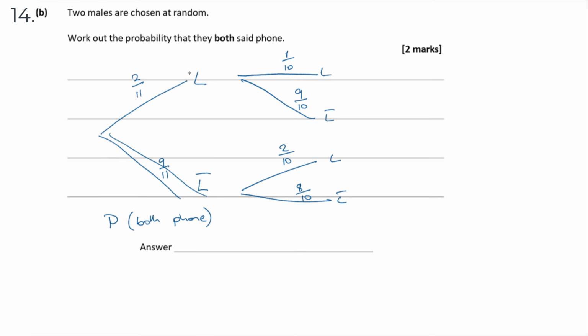That means not laptop, not laptop. So it's going to be 9/11 times 8/10, which is what? 9 times 8 is 72, 11 times 10 is 110, sorry. So that's 72 over 110.